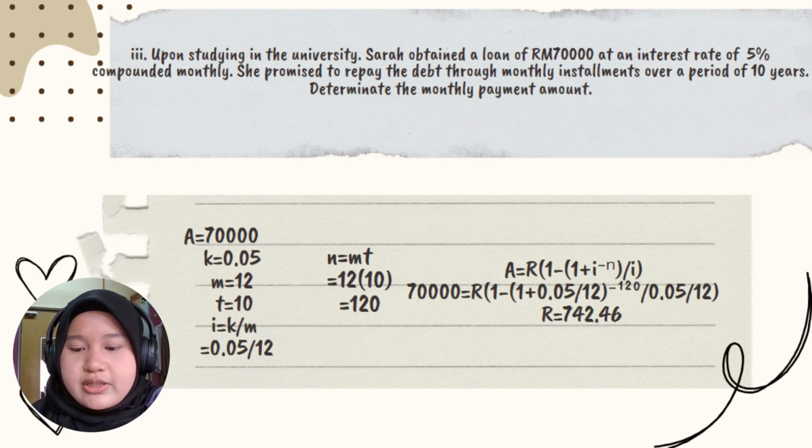Next, we use the present value formula to find the monthly payment. A is 70,000, i is 0.05 over 12, to the power of negative n, that is negative 120, divided by 0.05 over 12. The answer is 742.46.